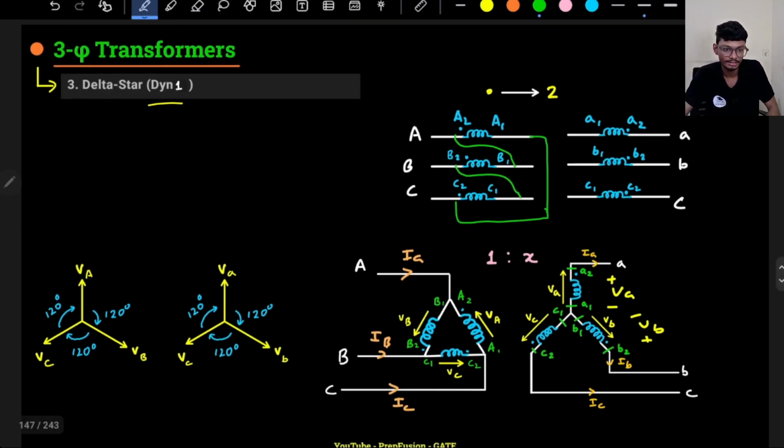So now what I can discuss is what about the LV side. LV side A1, B1, C1 all are shorted. A1, B1 and C1 all are shorted. Okay.